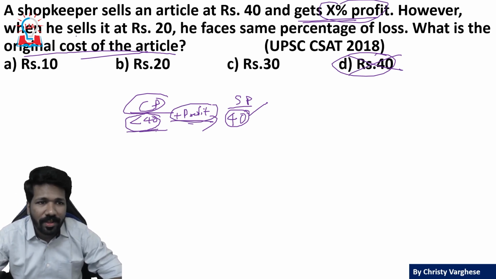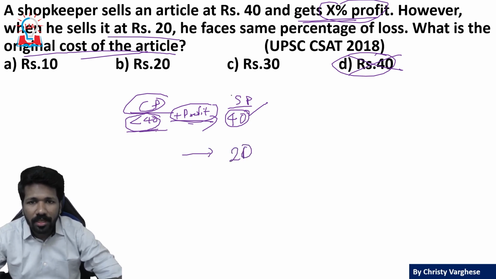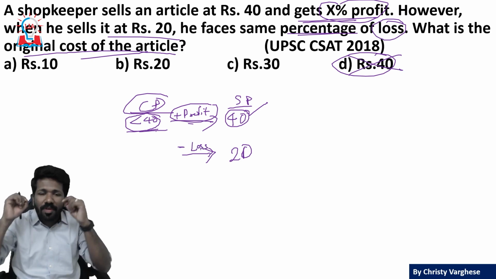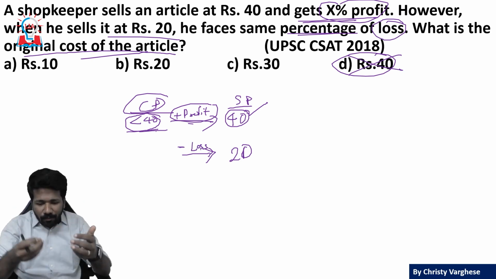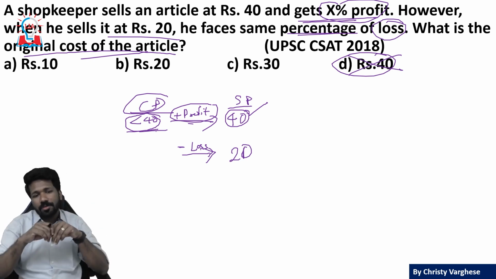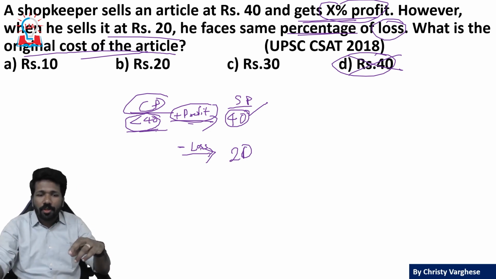Now the next sentence, when he sells it at rupees 20, another situation is told that if the selling price is 20 instead of 40, he faces the same percentage of loss. Same percentage is not important, loss is important to eliminate options. It is a loss. Loss means cost price minus loss is the selling price, or the invested money. From that, if you are losing some money, we say that that is a loss. For example, 1000 rupees you invested on a business. If you are getting 980 rupees return, you are losing 20 rupees. So that is a loss business.